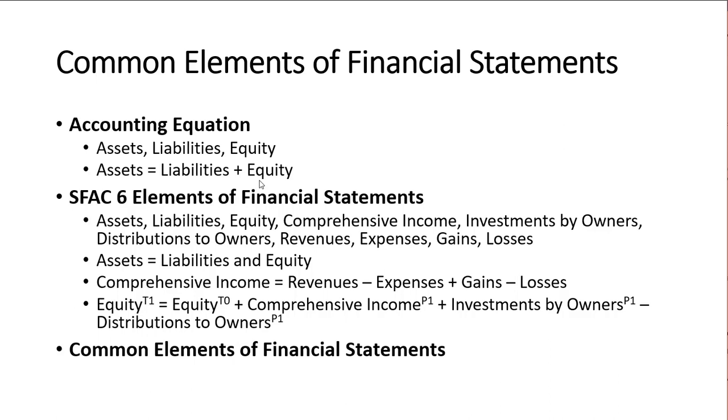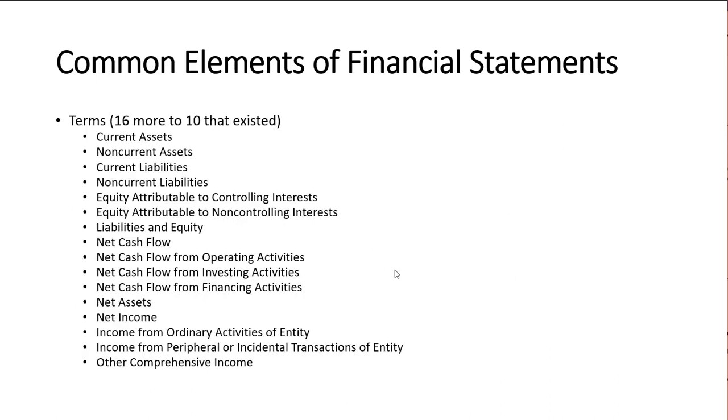1 assertion, 1 structure. The SFAC 6 elements of financial statements, you have 10 concepts, 3 structures, and 3 assertions. And with the common elements of a financial statement, what I'm doing is I'm trying to build out the financial statement more. So I'm adding 16 more terms. I'm getting into current and non-current assets and liabilities and some other ones there.